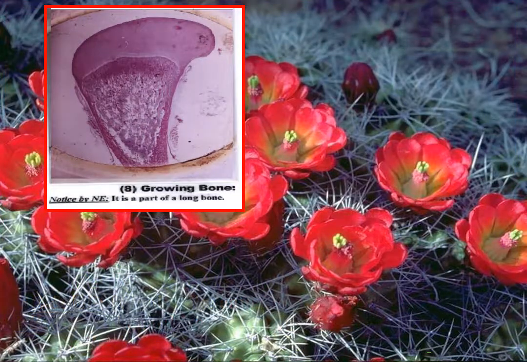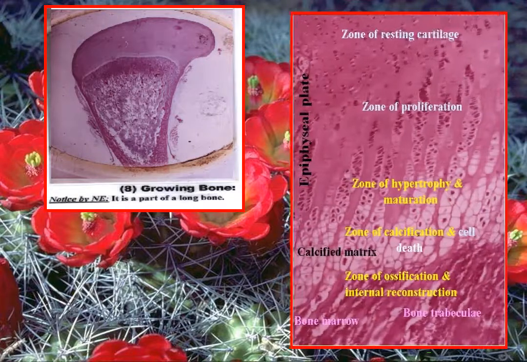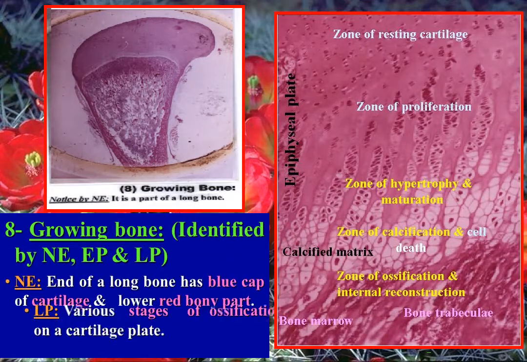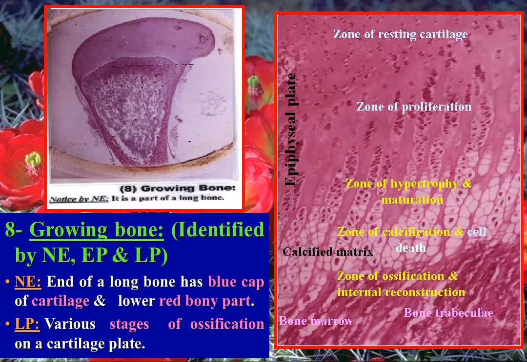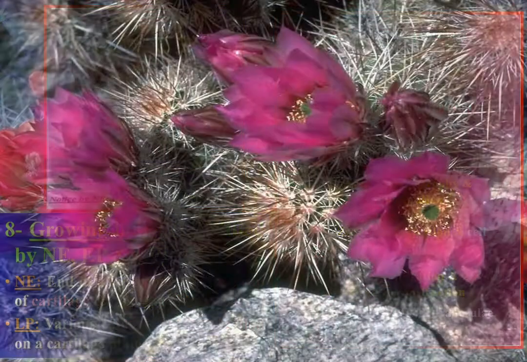Longitudinal section of decalcified compact bone, growing bone, showing the upper end of a long bone, where the different stages of ossification can be seen. It has upper blue cartilaginous cap and lower red bony bars.